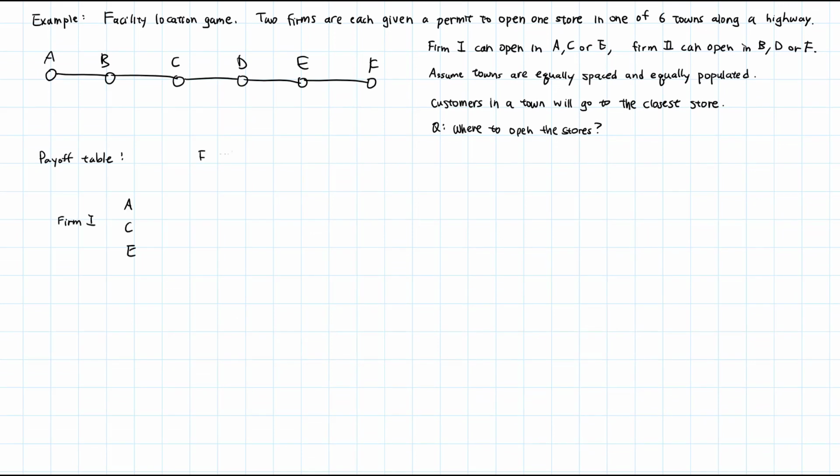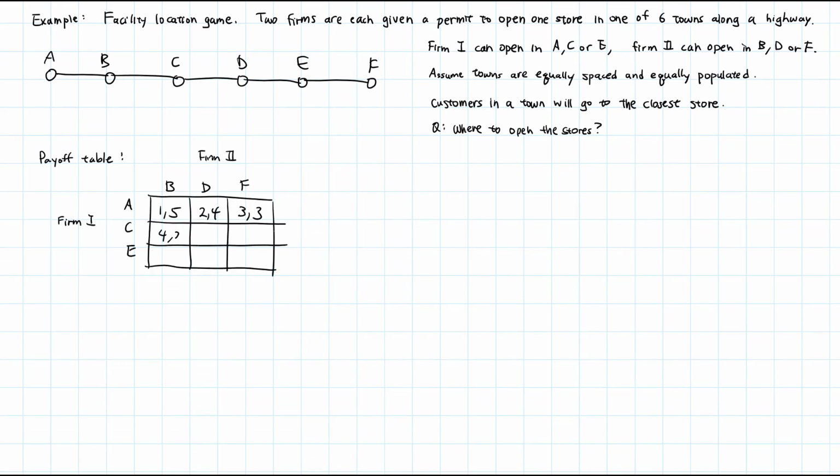We can write down the payoff table as follows. For example, if firm 1 opens at A and firm 2 opens at D, then A and B would be closer to A than D, so 2 towns will go to A. C, D, E, F are all closer to D than A, so they will go to D. So the payoff here is 2 and 4. Now, can you find any strictly dominated strategies here?